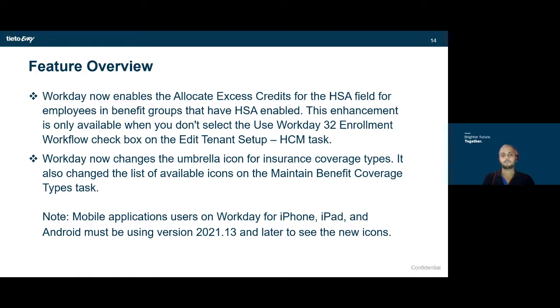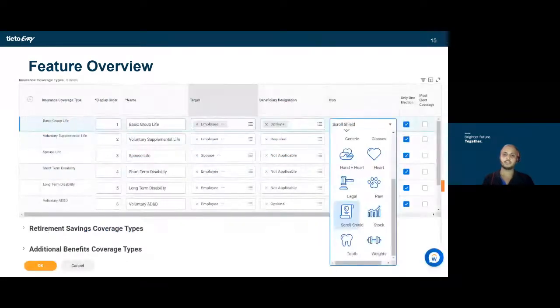Then the second update is on the umbrella. Workday now changes the umbrella icon for the insurance coverage type. Earlier it used to be an umbrella icon, which is now being changed to a scroll shield. Just to give you an idea about this, I have taken a screenshot from the tenant. Earlier for insurance coverage types there was an umbrella icon provided by Workday, but now it has been replaced with a new icon, the scroll shield here.